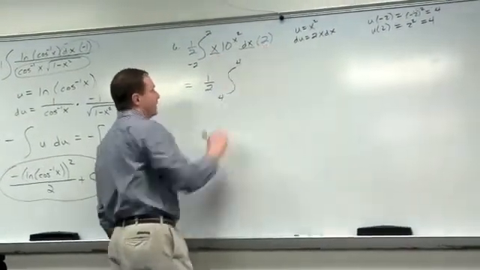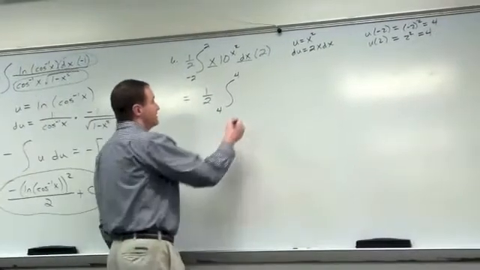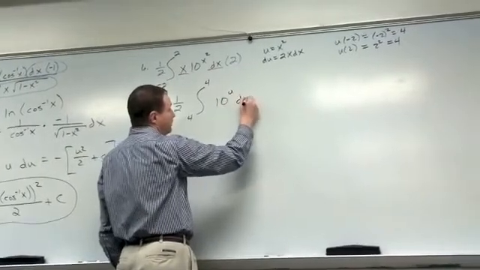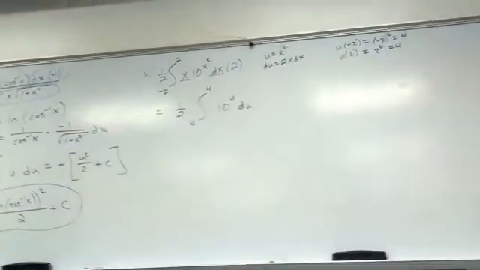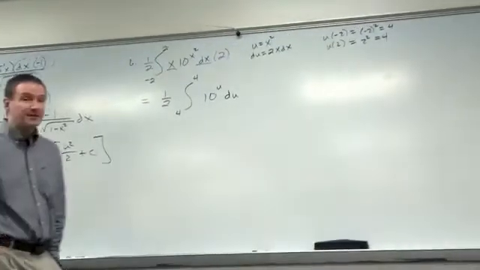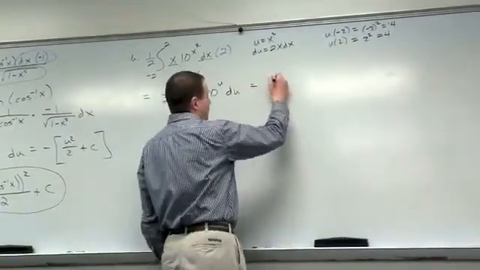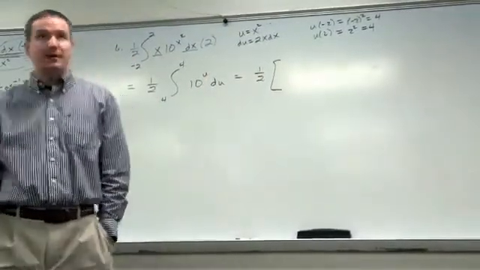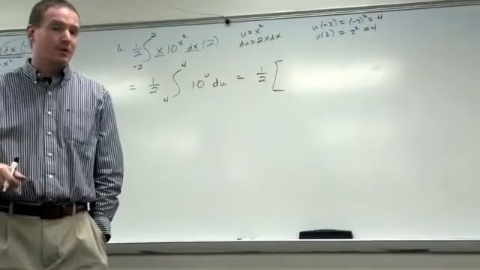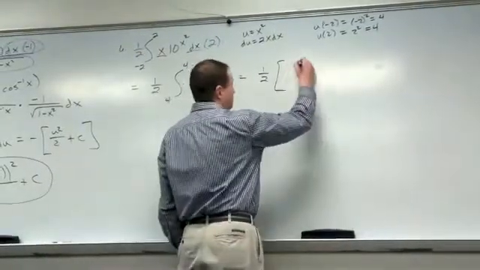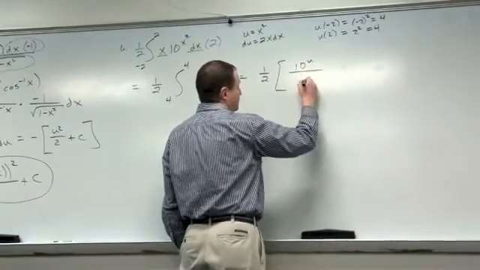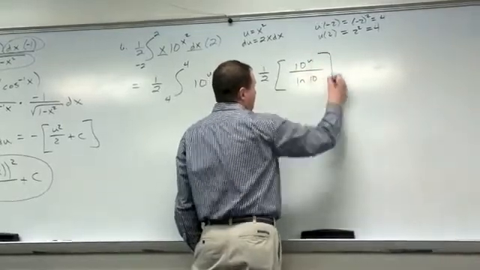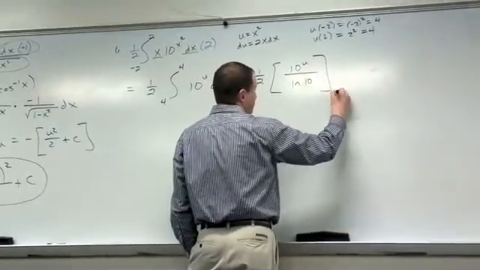In this problem, I'll say, well, okay, I have the 10 to the u, and everything else is du. So I would say, well, the integral of 10 to the u du, I'll put my 1/2 out in front. The integral of any exponential function is that exponential function divided by the natural log of its base. Sorry, natural log of 10. And then you would evaluate this from 4 to 4.